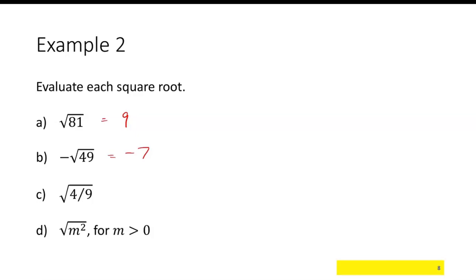The positive square root of 4/9, well, that would be positive 2 divided by 3. And then in general, assume that m is positive. The square root of m squared is m.